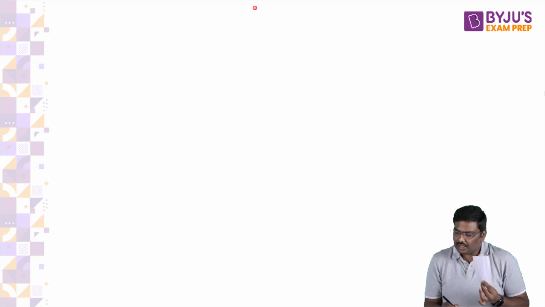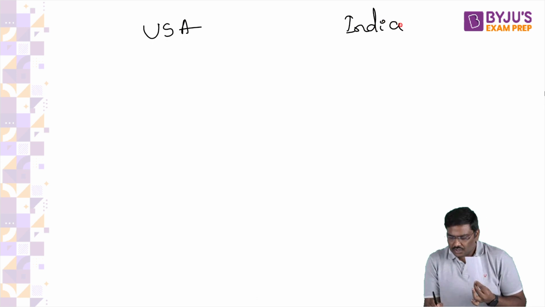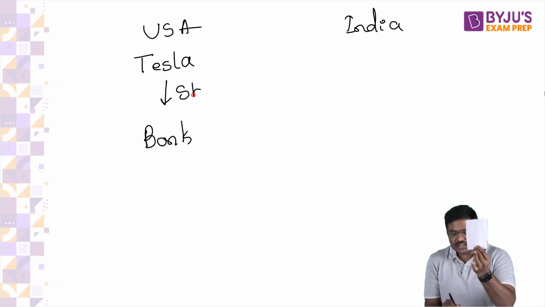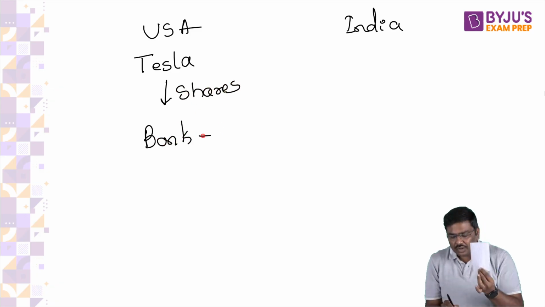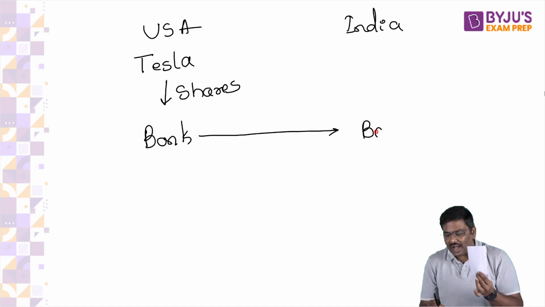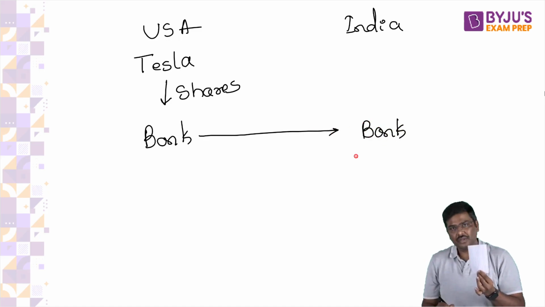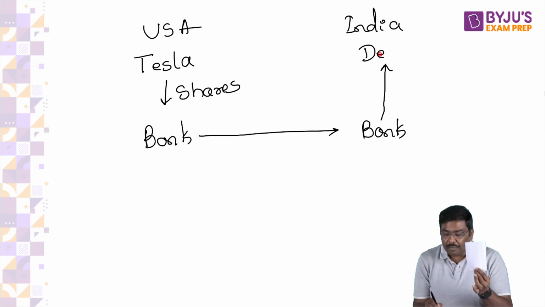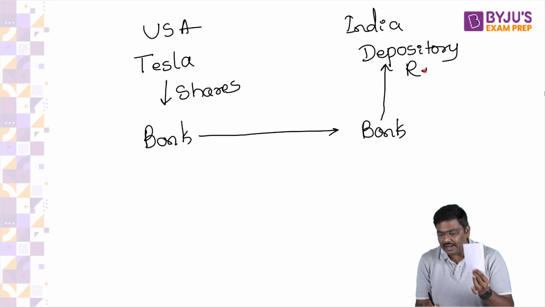Right, this is USA, this is India. So Tesla company will approach a custodian bank here and submit shares of Tesla company. Now this bank has an agreement with another custodian bank in India. This custodian bank in India will issue depository receipts in the name of Tesla company in India.